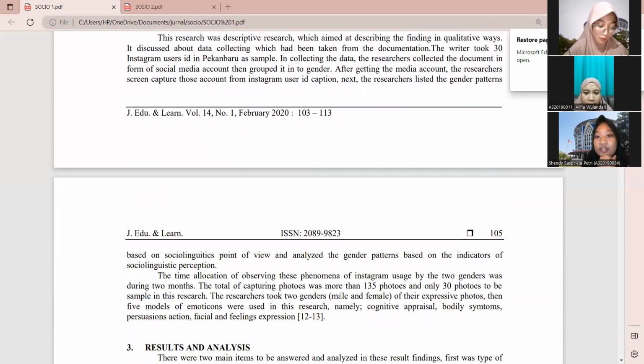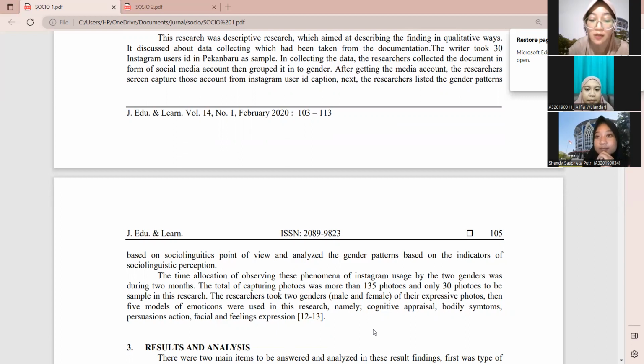The time allocation of observing this phenomenon of Instagram usage by the two genders was two months. The total of captured photos was more than 135 photos, and only 13 photos were sampled in this research. The researchers took two genders, male and female, of their expressive photos. Then five models of emotions were used in this research, namely cognitive appraisal, bodily symptoms, persuasion action, facial, and feelings expressions.